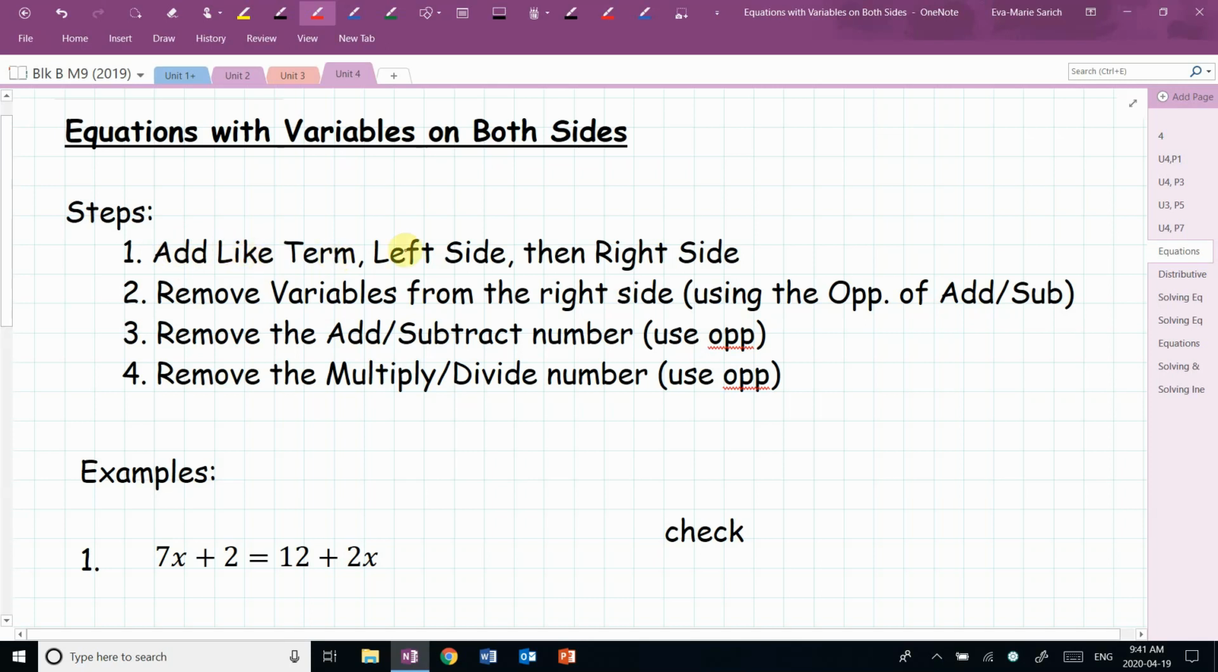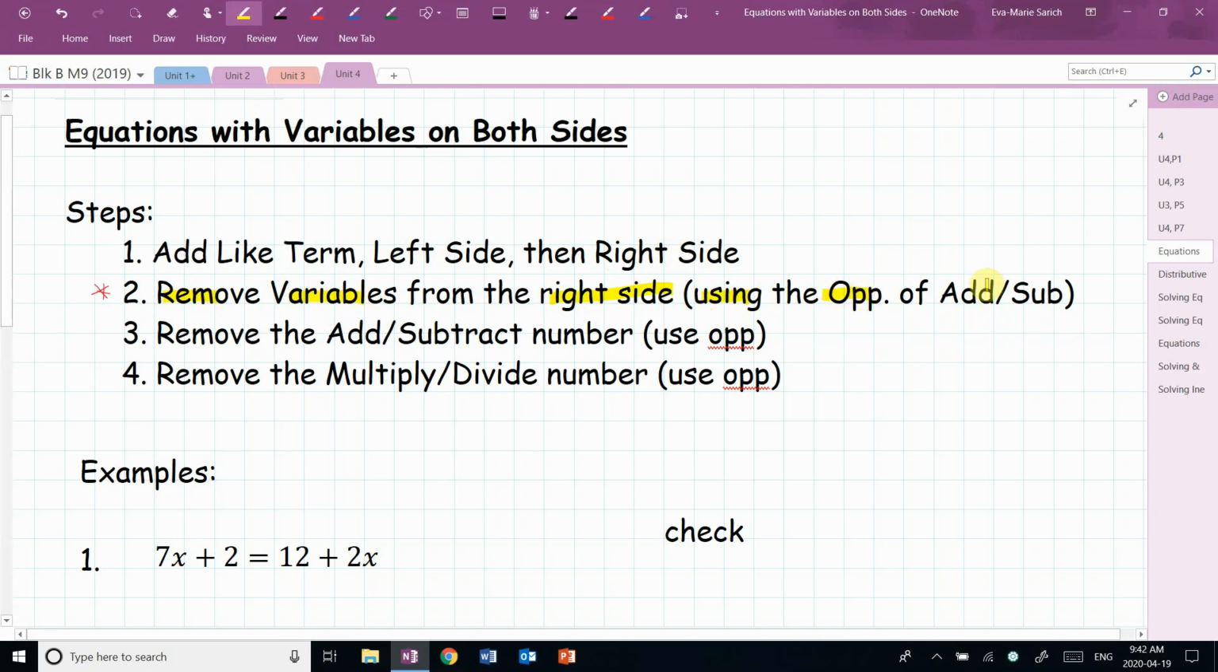Okay, so remember when we're doing that, we're going to look at the left side and add any there, and then we're going to look at the right side. That's just going to simplify it for us. Okay, here's the new step. The new step is going to be to remove the variables from the right side, not by flipping, but by using the opposite.